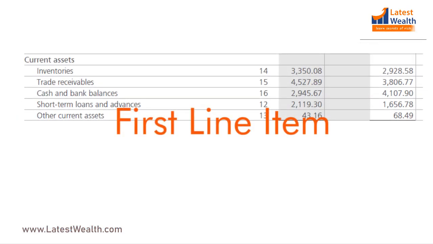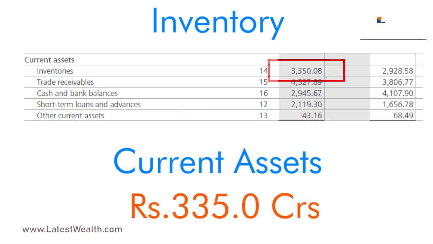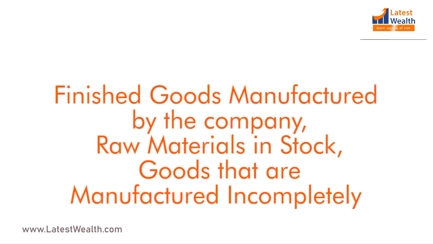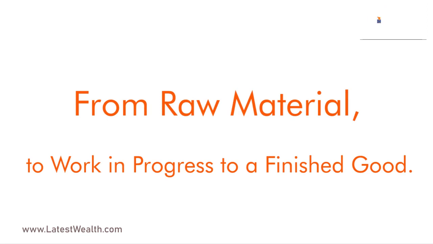The first line item on current assets is inventory, which stands at rupees 335.0 crores. Inventory includes all the finished goods manufactured by the company, raw material or raw material in stock, and goods that are manufactured incompletely. Inventories are goods at various stages of production and hence have not been sold. When any product is manufactured in a company, it goes through various processes from raw material to work in progress to a finished good. Correct?